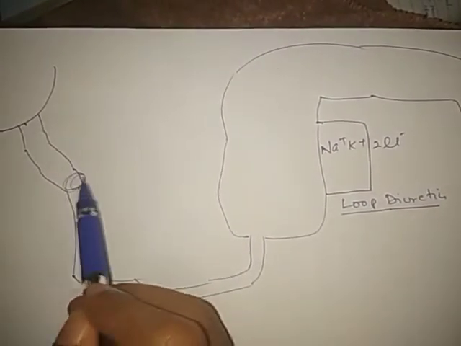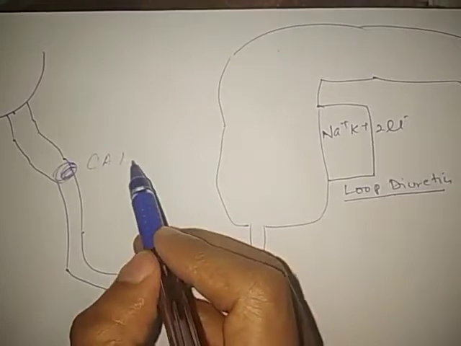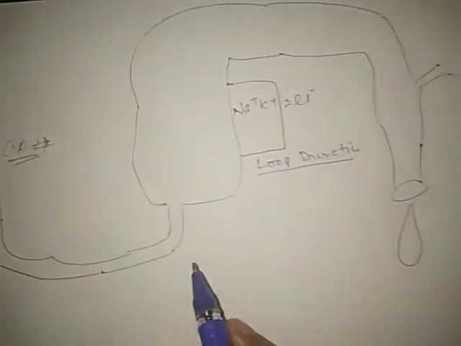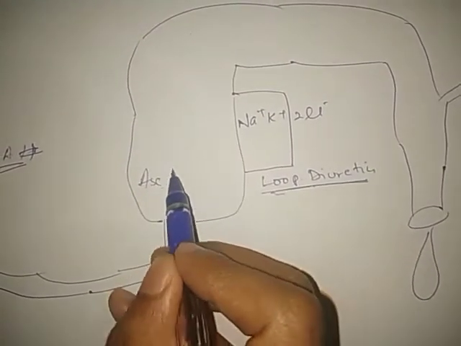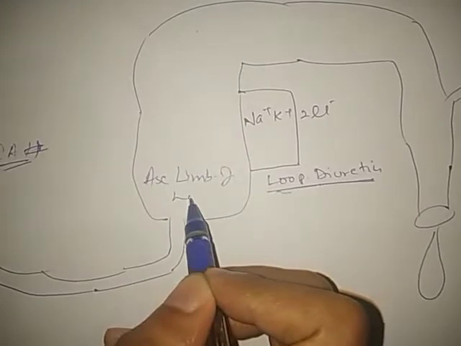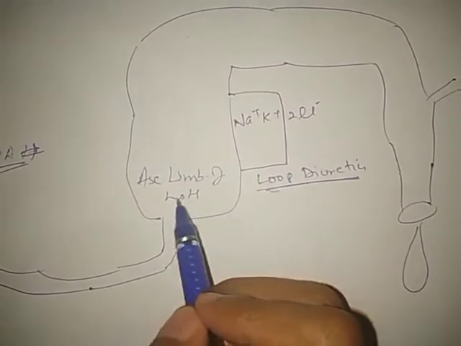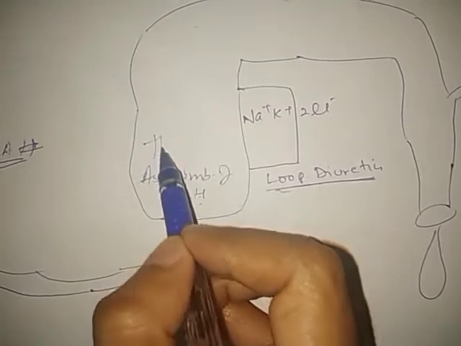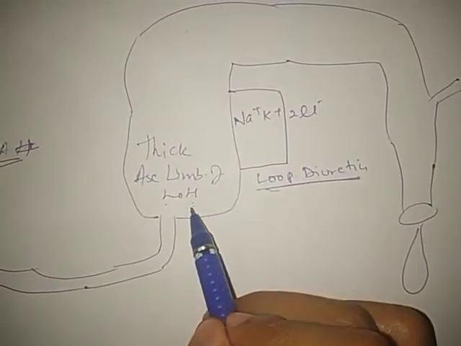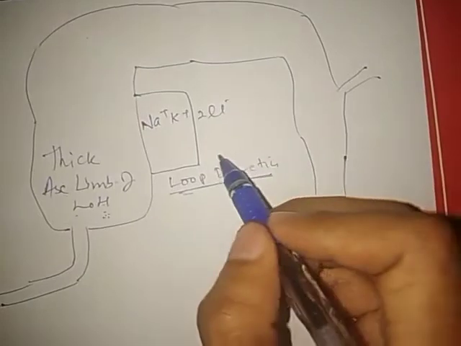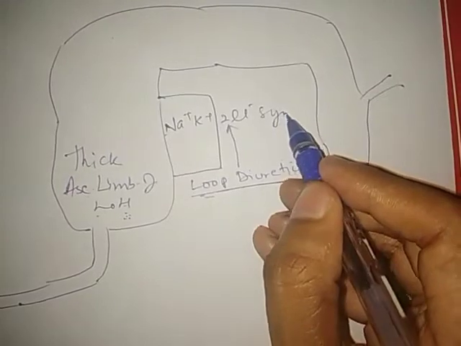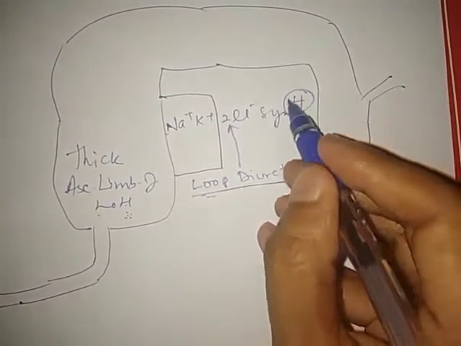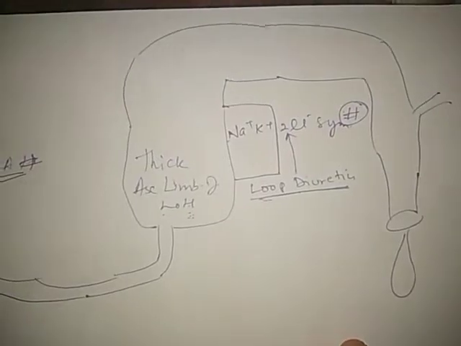Now after studying the carbonic anhydrase inhibitors, we will take loop diuretics. Loop diuretics work in the thick ascending limb of the loop of Henle. Here the loop diuretics are working, and they are blocking this channel, which is the sodium potassium 2 chloride symport. This is being blocked by the loop diuretics. Let's see what various loop diuretics we have.